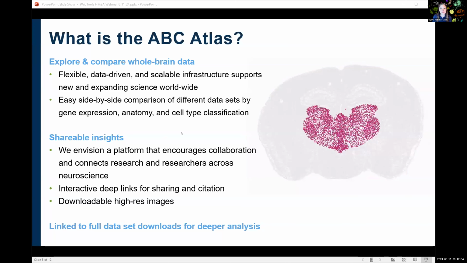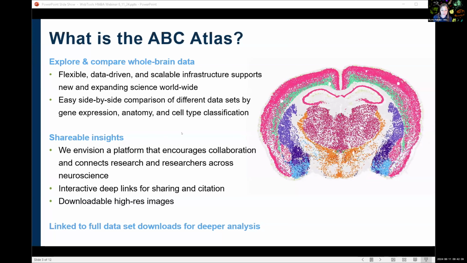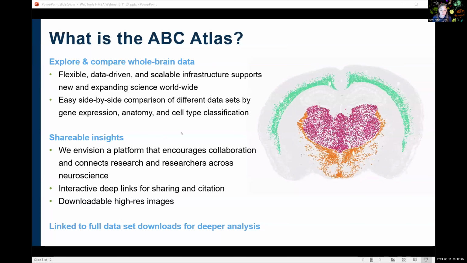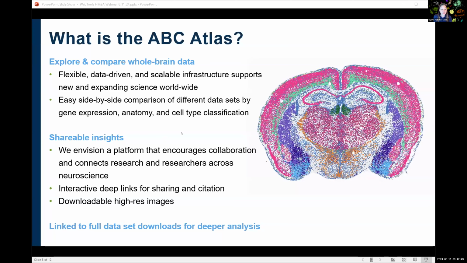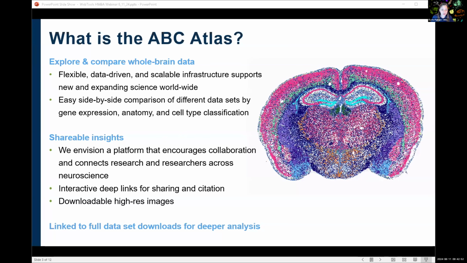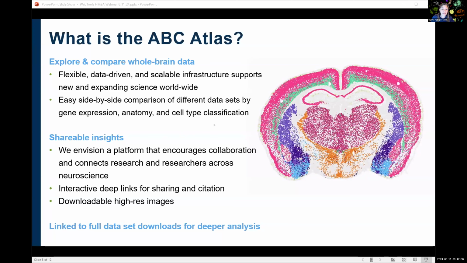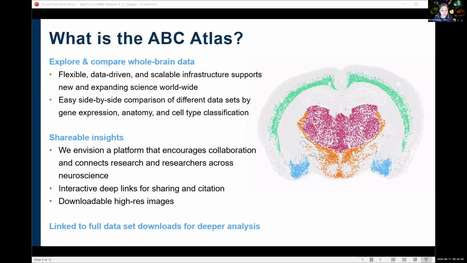We also wanted a place where we could connect the science and the scientists working on these projects. So the platform encourages collaboration. It includes the ability to share interactive deep links to cite any of the research and tools that you interact with there, and also to download images. It's also connected deeply to the raw data sets. So you can download that data and analyze them in your own way.